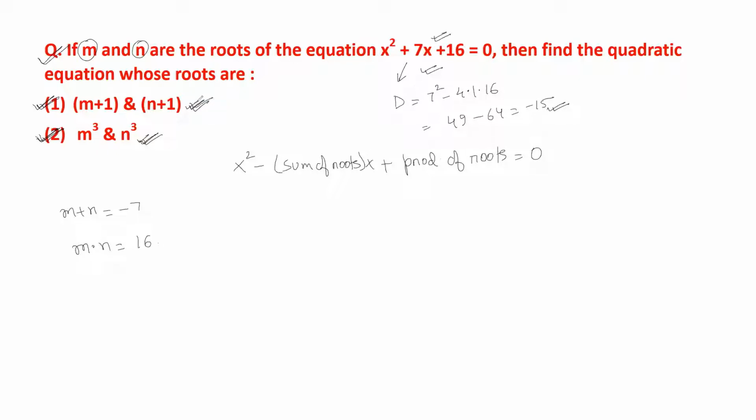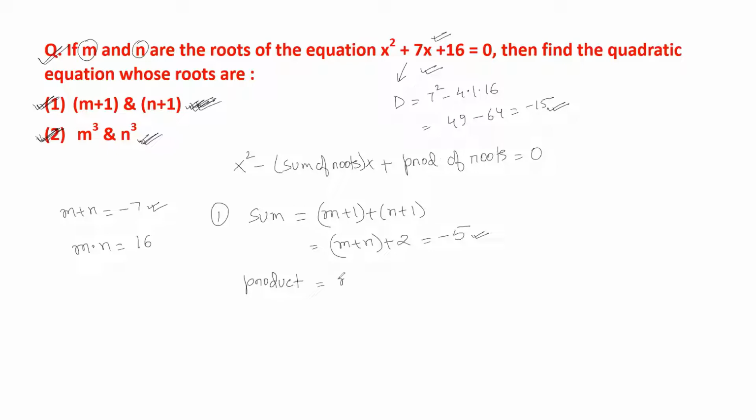Now, for the first one, the roots are m plus 1 and n plus 1. So the sum of the roots of that quadratic equation would be simply m plus 1 plus n plus 1, which would be m plus n plus 2. Now, m plus n we know is minus 7, so this would be minus 7 plus 2, that would be minus 5.